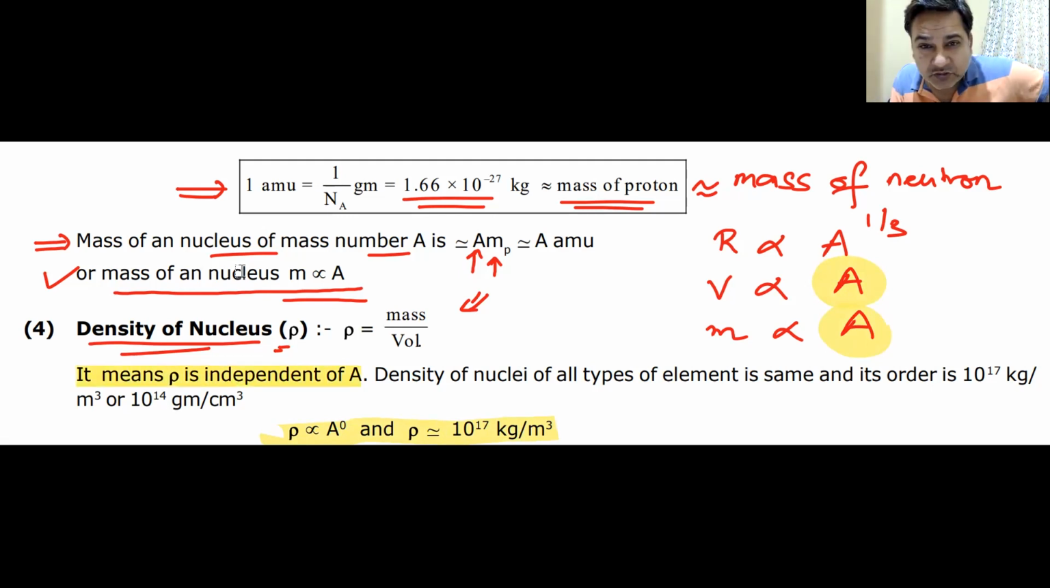If they do not ask a question on radius, volume or mass, the most difficult question that they can ask is the relation of density. How does density depend on mass number? Straight away we will get the answer that it depends on A, but you can see that it does not depend on A, it is independent of A. Will you remember this fact? Yes, sir. Sure? Sure, sir.